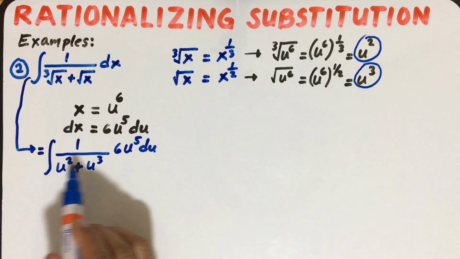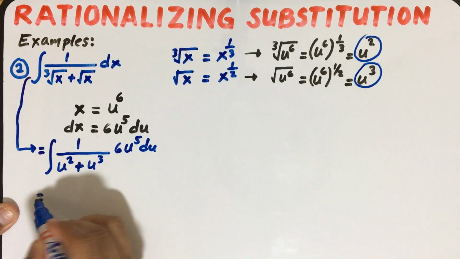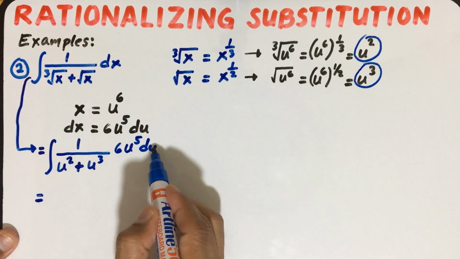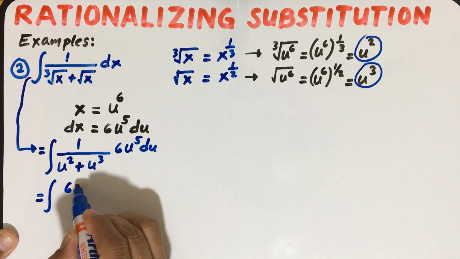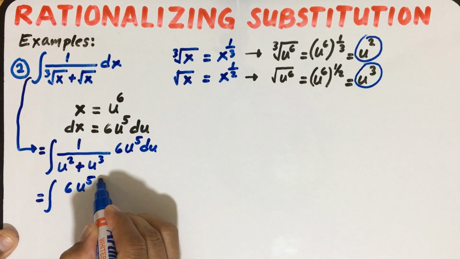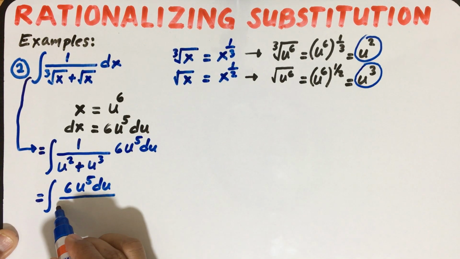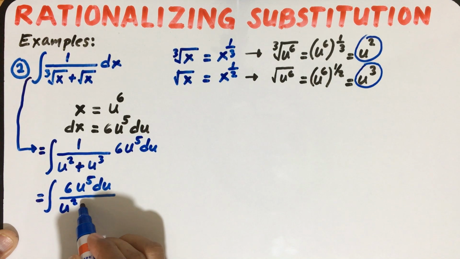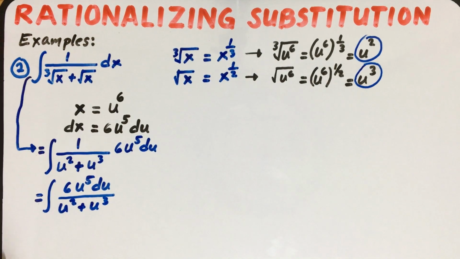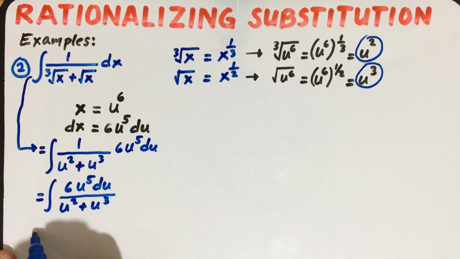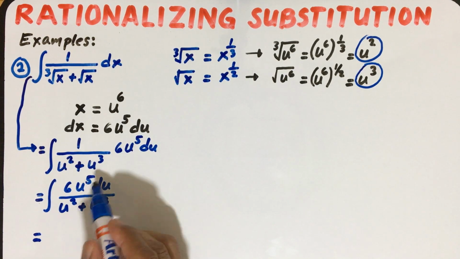So this is now our resulting integral function: the integral of 6 times u to the 5th du, divided by u squared plus u cubed. For the denominator, we can factor out the common factor so that we can simplify this one.